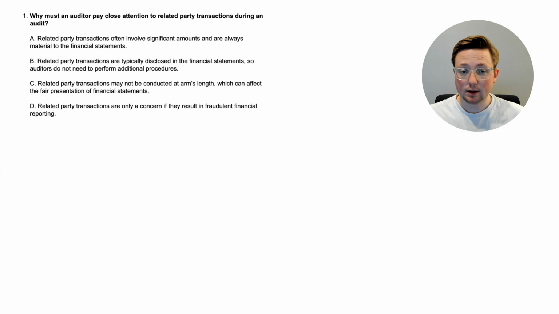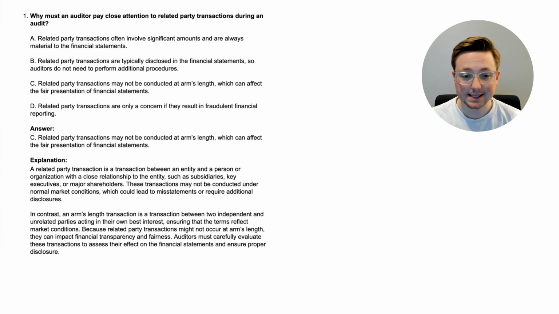All right, so with that, we're kind of diving into related party transactions. If you have an idea of what those are, maybe based on a prior exam or just working in accounting in general, then you might have a decent idea of what the correct answer is. But if you don't really know, that's okay. We are using these questions to learn what we're supposed to know about related party transactions for auditing. So let's go ahead and dive into the answer so that we can start learning about this. All right, here we are. The answer is C. Related party transactions may not be conducted at arm's length, which can affect the fair presentation of financial statements. Okay, so let's learn what that even means.